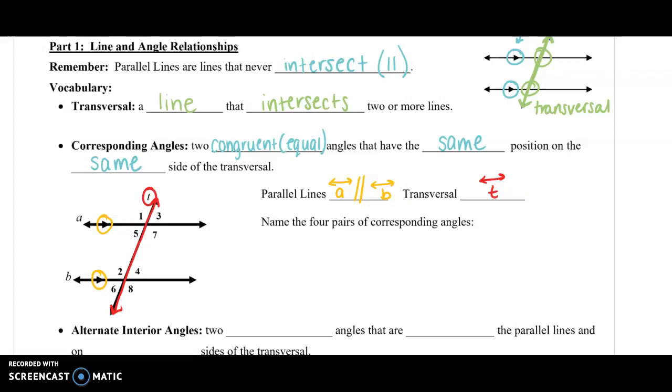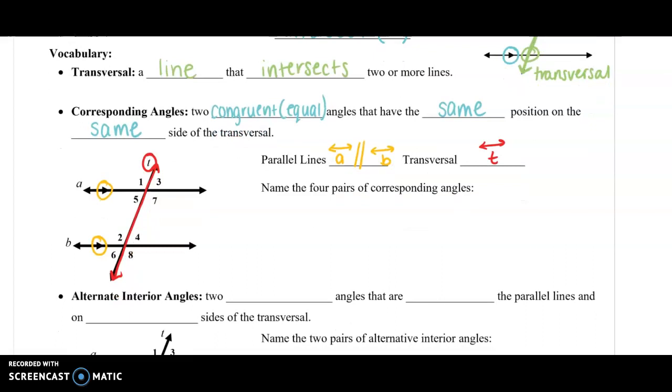Then it says name 4 pairs of corresponding angles. So if we look at our corresponding angles, again, same position on the same side of the transversal. Same side of the transversal, we're looking over here or over here, but it has to be on the same side of it. When it says the same position, it's saying if I look at these 4 and compare them to these 4, which ones are in the same spots? Angle 1 is in the same spot as angle 2, right? So angle 1 and angle 2.